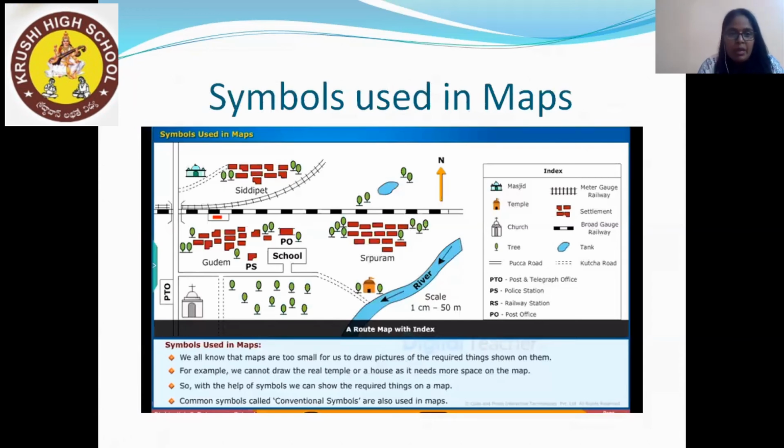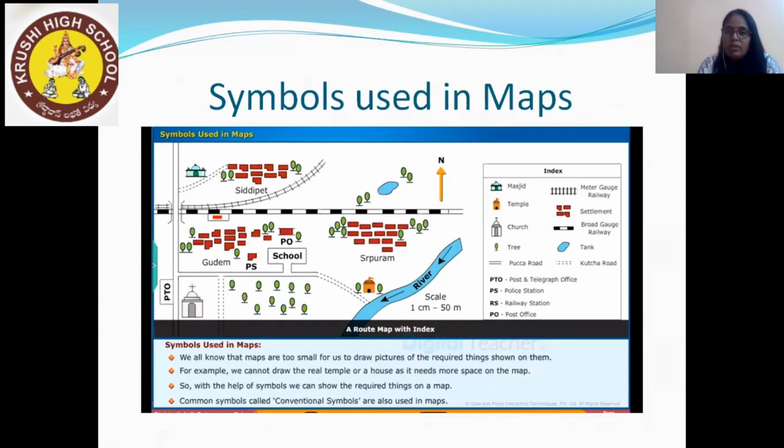We all know that maps are too small for us to draw pictures of the required things shown on them. For example, we cannot draw the real temple or a house as it needs more space on the map. So with the help of symbols, we can show the required things on a map. Common symbols are called conventional symbols, and they are also used in maps. These common symbols are given in the index, you can see here. These are all used commonly to prepare a map.